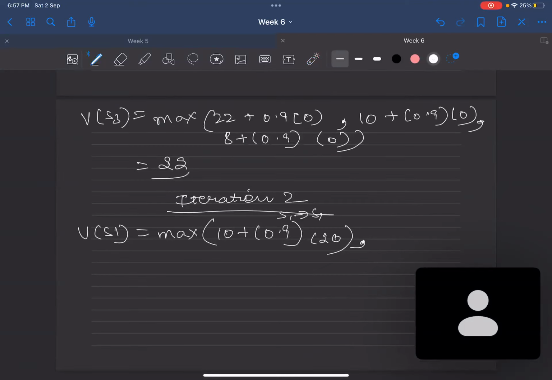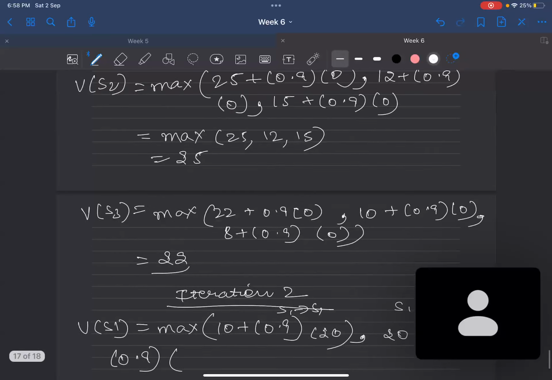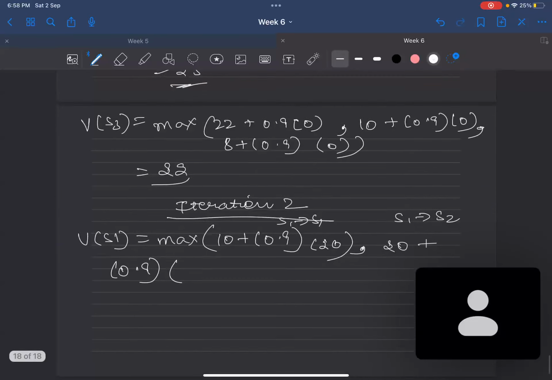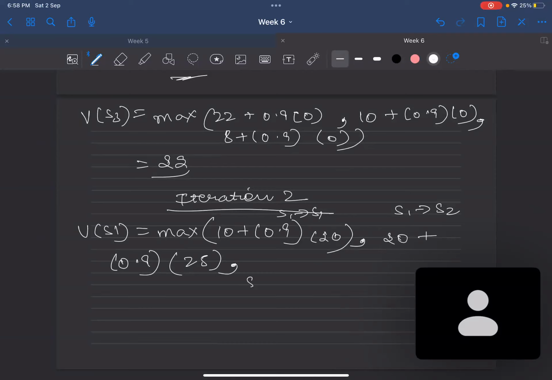Now the reward. S1 to S2 is 20, plus 0.9 into V of S2, which is 25. Now S1 to S3, what is the reward? 18 plus 0.9 into V of S3, which is 22. Can someone calculate? 0.9 into 18 is 1.8, 1.8 plus 10 is 11.8. It's 18 only, so 18 plus that is 28.